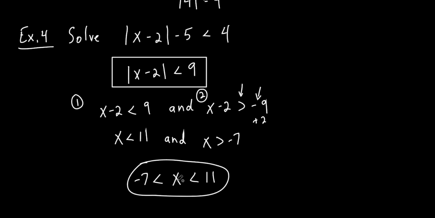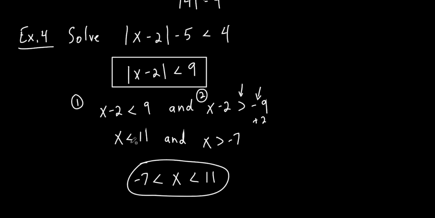Give me something else. 6. 6 minus 2 is 4. Absolute value of 4 is 4. Is 4 less than 9? Yes, it is. Any number that you pick that's between negative 7 and 11 is going to make this thing work. Let's pick a number that's not between negative 7 and 11, just to show you that it doesn't work. Don't do anything crazy. 20, okay, 20 is good. 20 minus 2 is 18. What's the absolute value of 18? 18. Is 18 less than 9? No, it's not. So if I pick a number on the outside of this, that's not going to work.